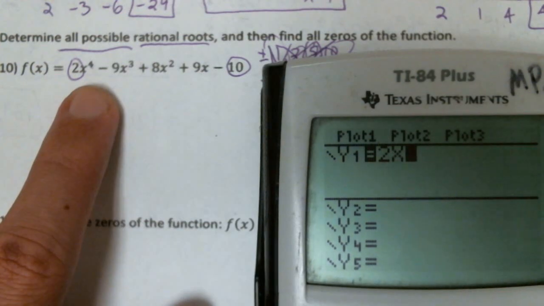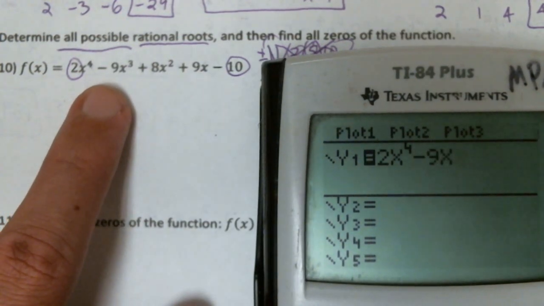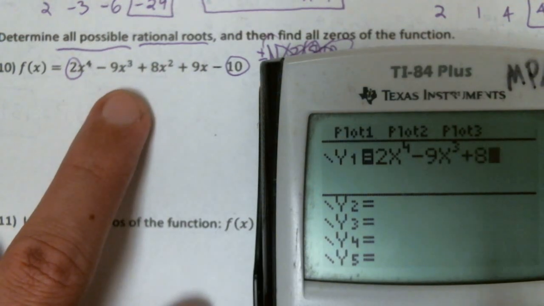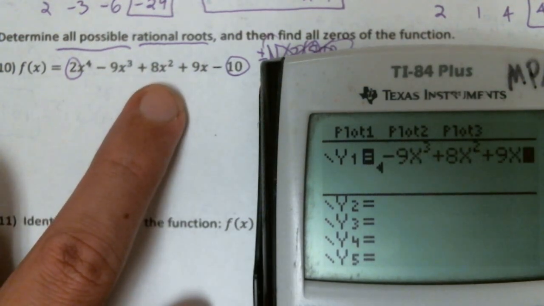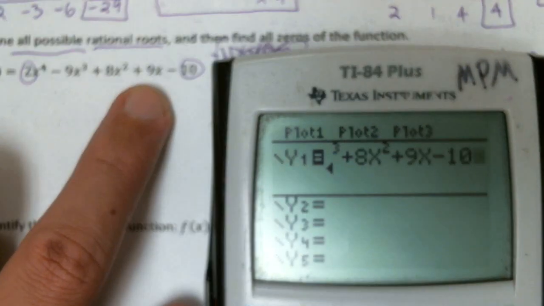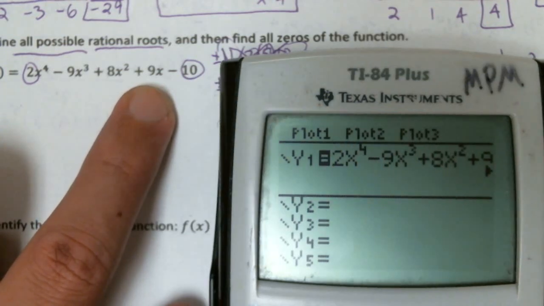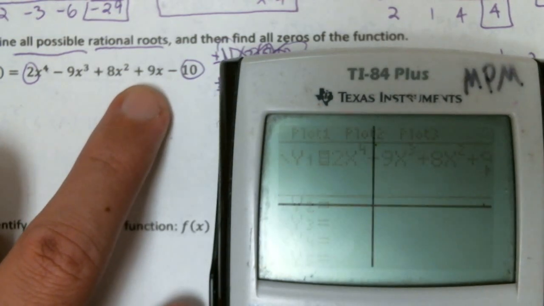2x raised to the 4th. Drop the cursor, minus 9x raised to the 3rd, plus 8x squared, plus 9x, minus 10. Let's make sure that's typed in correctly. I always like to go back and check, make sure I didn't type something in wrong so I don't waste a whole bunch of time. Okay, let's graph that.